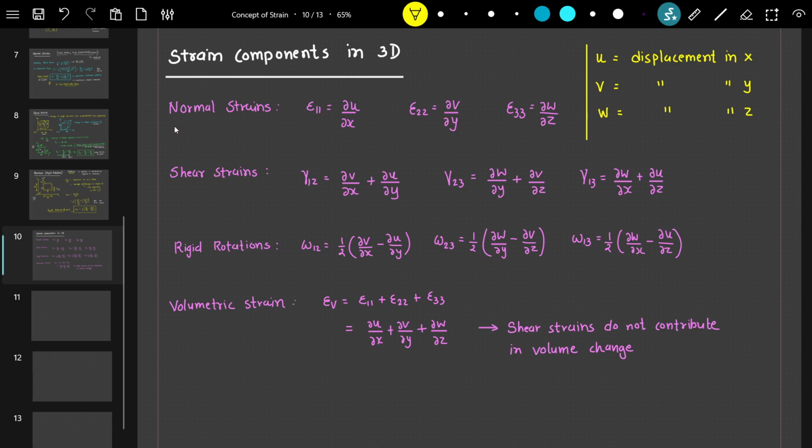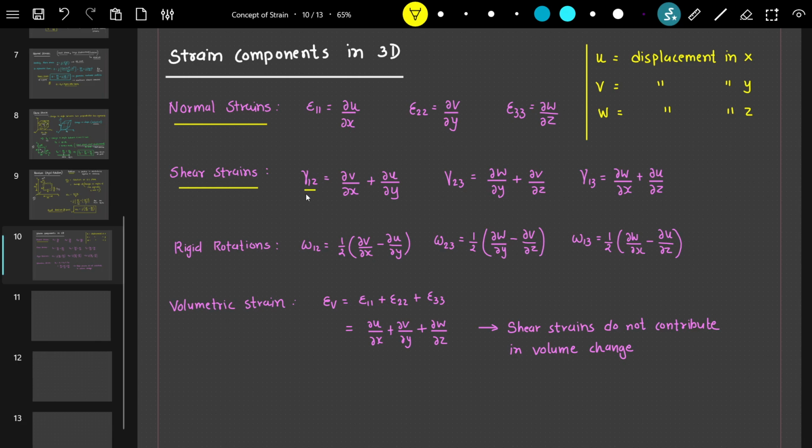So with that, the normal strains we have already derived in an earlier lecture. So epsilon 11, epsilon 22, and epsilon 33 are normal strains in x, y, and z axis respectively. The epsilon 11 is dou u by dou x, epsilon 22 is dou v by dou y, epsilon 33 is dou w by dou z. Okay. Then shear strains, and we have seen this and derived.